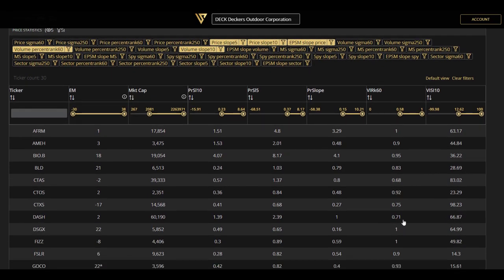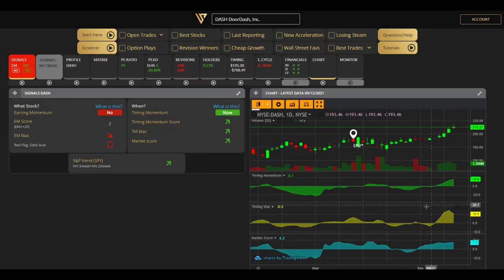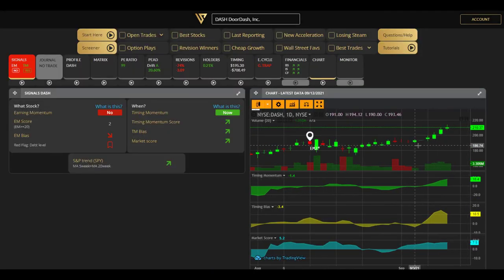So for example, Dash here, DoorDash, what we're getting is increasing volume in the last 10 days, right? Whereas it was fairly, actually this quarter was with some volume, but an increase in volume, see the trend here is up. You get an increase in price, that's the 10-day price slope.